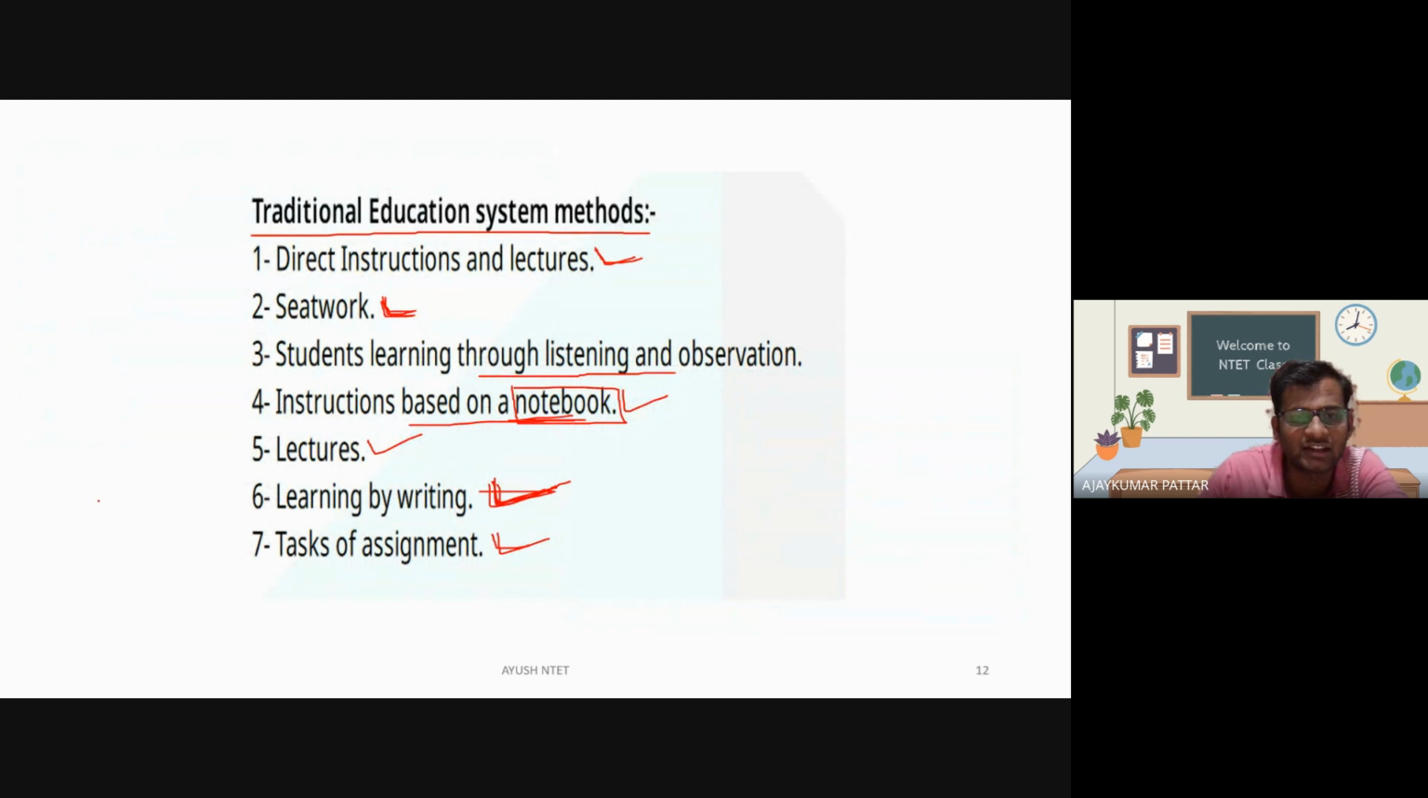Certain things are also there in the modern education system method, but these are the things mainly used in the traditional education system. There is no clear cut; these things do not come only under the traditional education system. It is not stagnant or constant. Initially it started with this type, then gradually it is moving toward modern methods. So previously, what methods were used in the traditional education system? This is the list of methods used in the traditional education system.